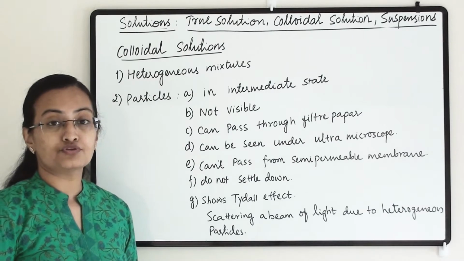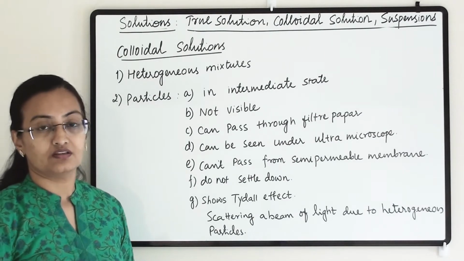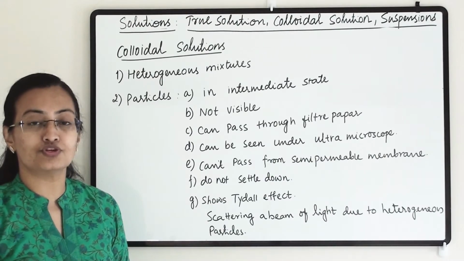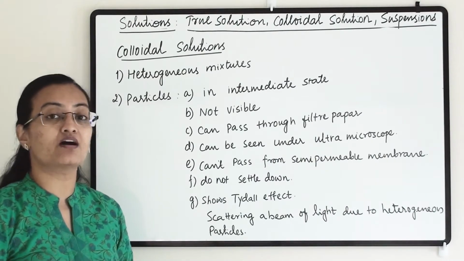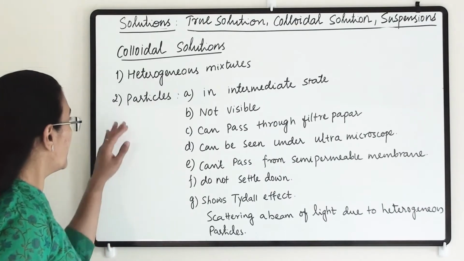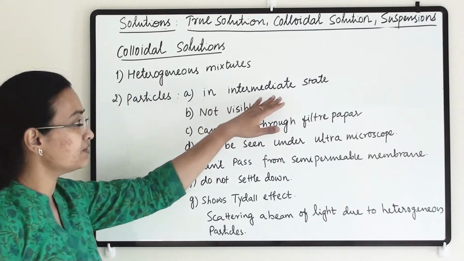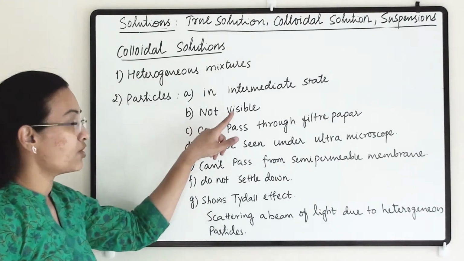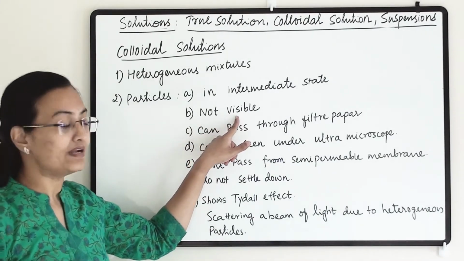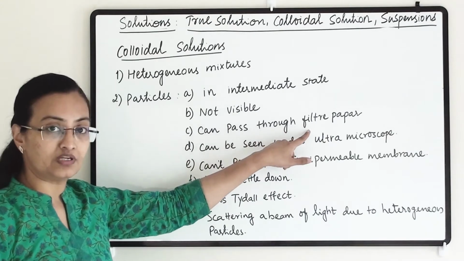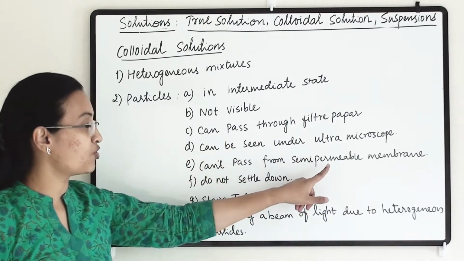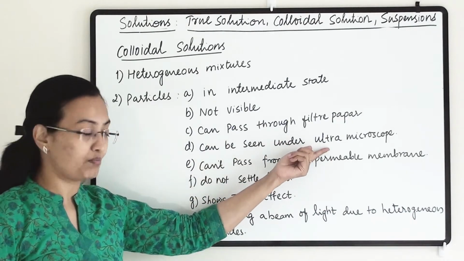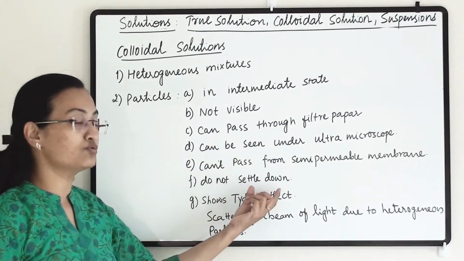Our second type of solutions are colloidal solutions. These solutions may look like homogeneous solutions, but in nature they are heterogeneous. Their particles are in an intermediate state between molecules and ions. They are not visible to the naked eye. They can pass through filter paper, but they cannot pass through a semi-permeable membrane. They can be seen under an ultramicroscope and they do not settle down.